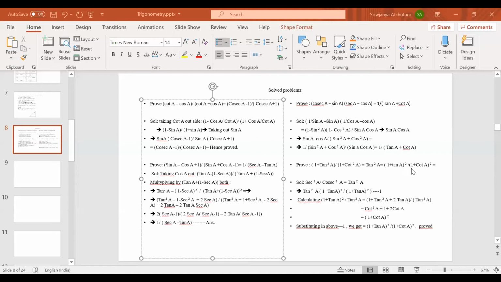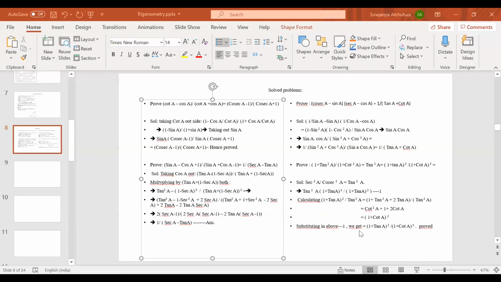This is 1 plus tan A whole square by 1 plus cot A whole square. So what I have done: tan square A, I have multiplied numerator and denominator with 1 plus tan A whole square. So I got this 1 plus tan A whole square already. Now I have to prove that 1 plus tan A whole square by tan square A is equal to 1 plus cot A whole square. So I have taken this 1 plus tan A whole square by tan square A. When I expanded this 1 plus tan A whole square, it is 1 square plus tan square A plus 2 tan A. So when I divide, 1 by tan square A is cot square A. Tan square A by tan square A is 1. So 2 tan A by tan square A is 2 cot A. So this is nothing but 1 plus cot A whole square.